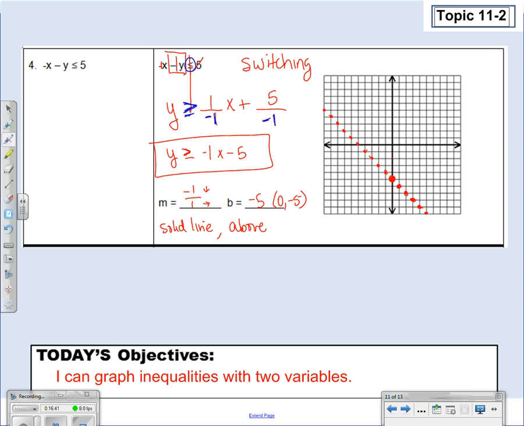It's a solid line, so let's connect our dots with a solid line. Our shading is above, so start with the y-intercept, and we're going to go above.